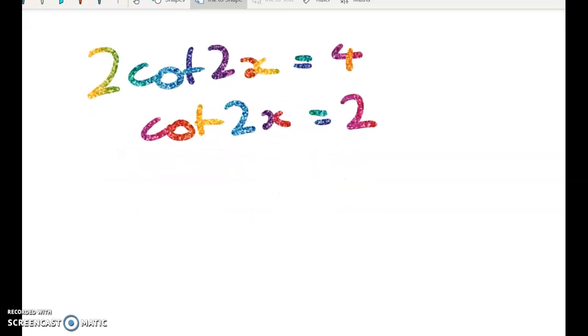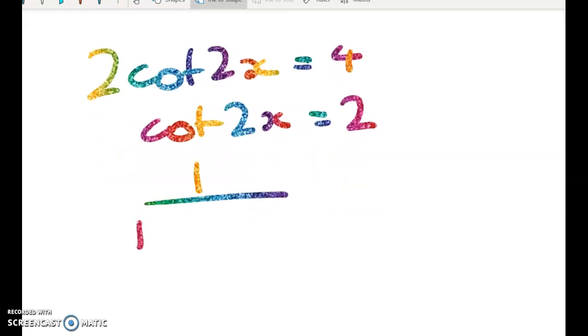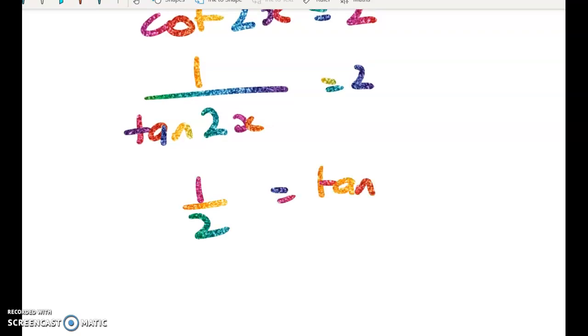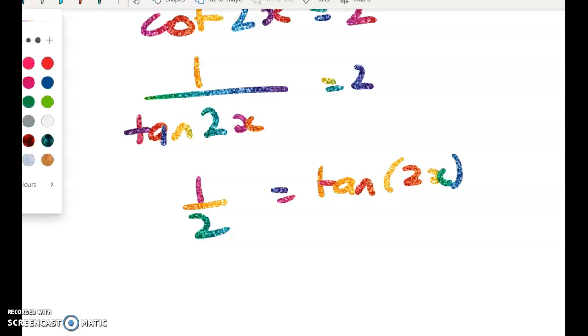We don't like cot of 2x, but we know that it's 1 over tan 2x is equal to 2. That gives me 1/2 is equal to tan 2x. Okay, I can't stand this pen. I know that some of you can't stand it either.